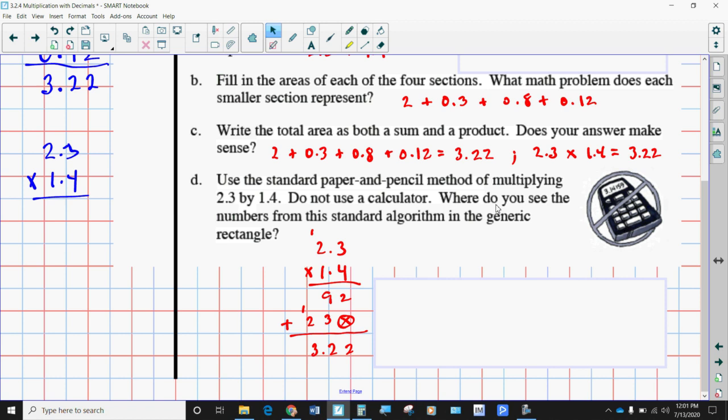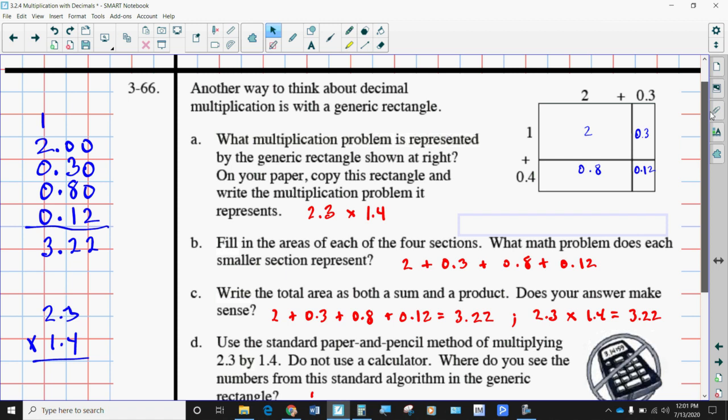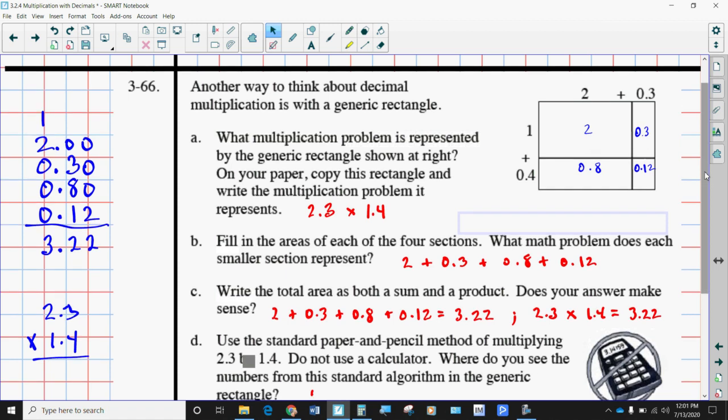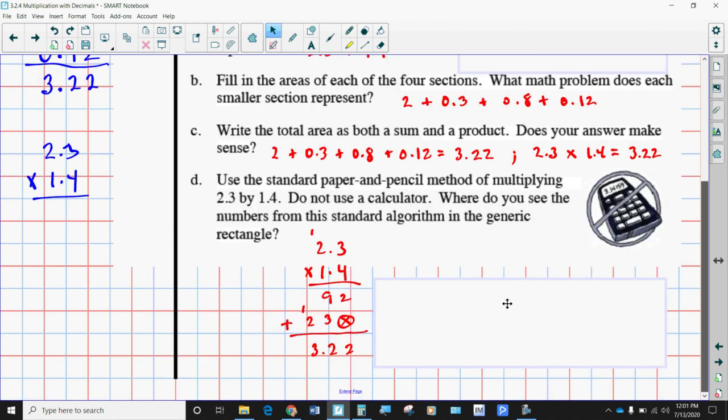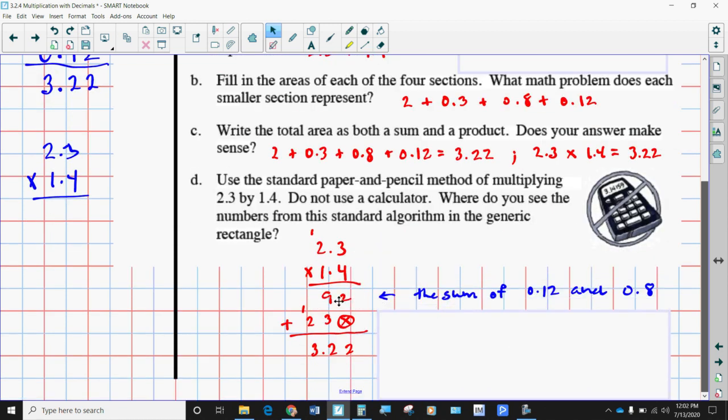Now, the question did say, where do you see the numbers from the standard algorithm in this generic rectangle? This part up here, what's going on here? Well, remember, when we multiplied the 4 times the 3, we got 12, and then we carried the 1, and then we multiplied the 4 times the 2, and we got 8, and then you added those together. So what eventually happens is this row right here is the sum of 12 hundredths and 8 tenths, even though we're not putting any decimals in yet. But we could put the decimal, it would go right there, okay?